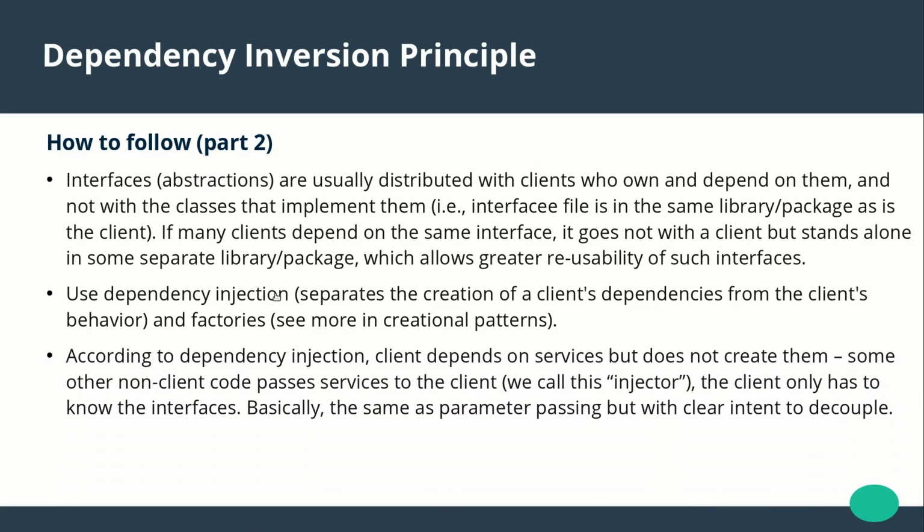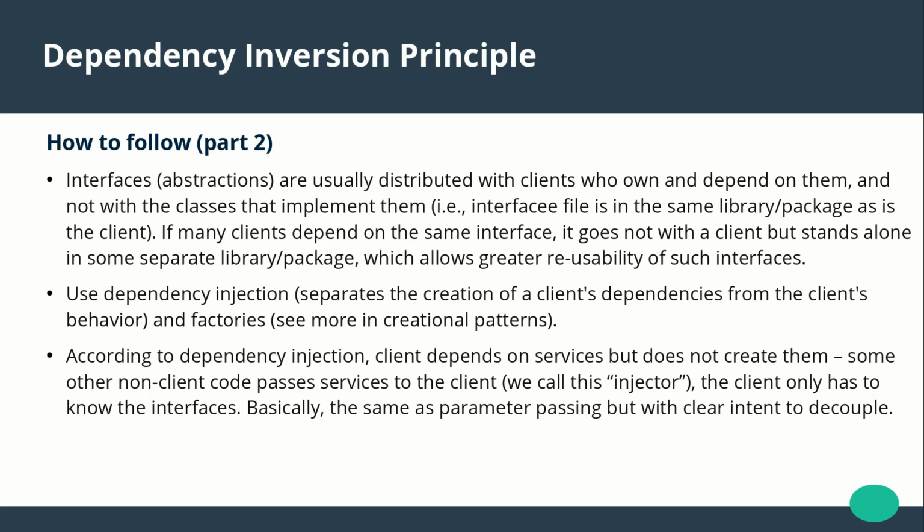According to dependency injection, we have a client, a service, and an injector. The client depends on services, but the client does not create services. There is some other non-client code that passes services to the client, and we call this code the injector. The client only has to care about the interfaces.